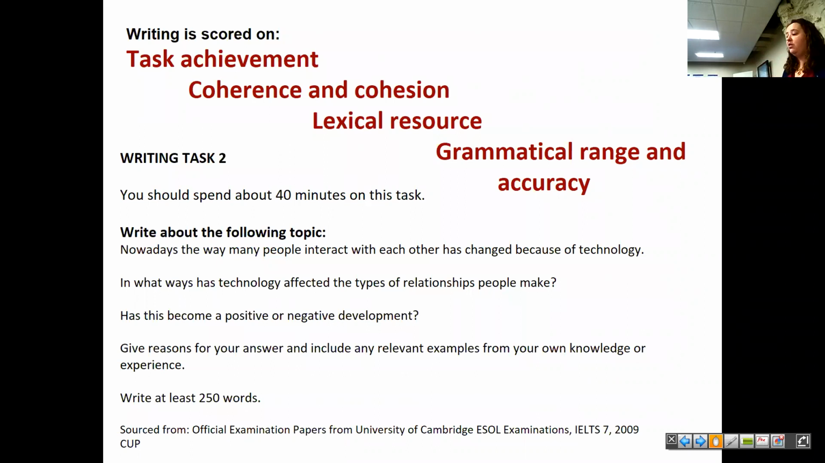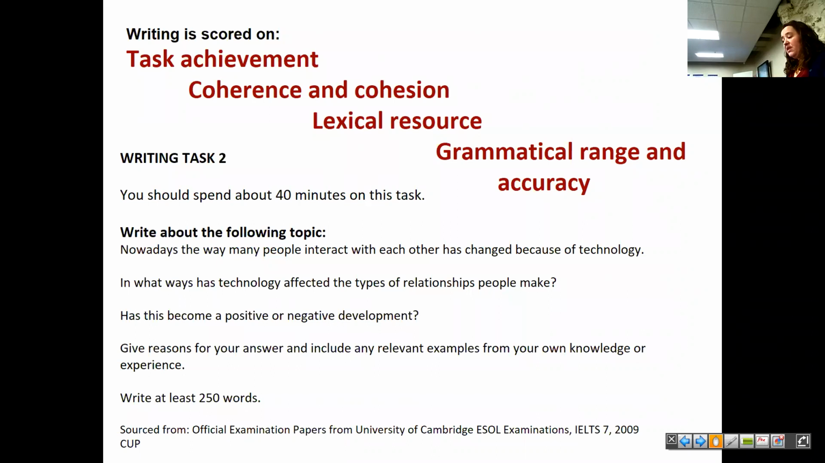And then when they look at the lexical resource, they're looking at vocabulary. So what level of vocabulary are they using, how good is their choice of vocabulary, and then the command of the spelling. Is the spelling interfering with meaning or understanding of the words? And then the last thing they look for is grammatical range and accuracy. And this is more about your sentence structure, the grammar, punctuation, those finer details.